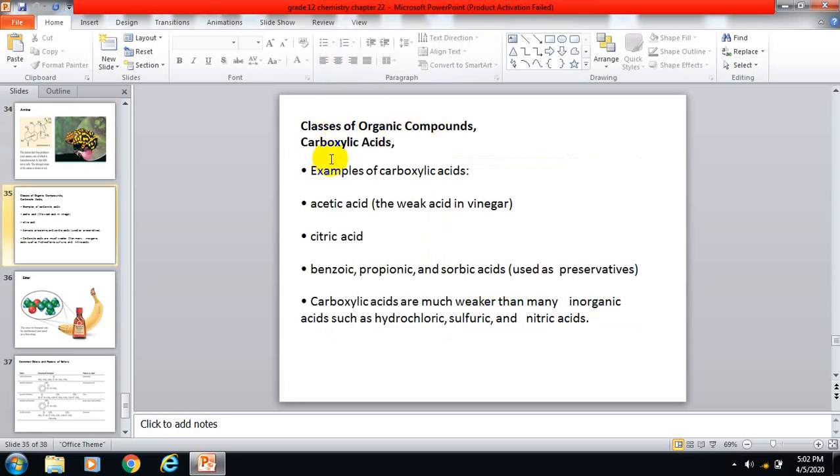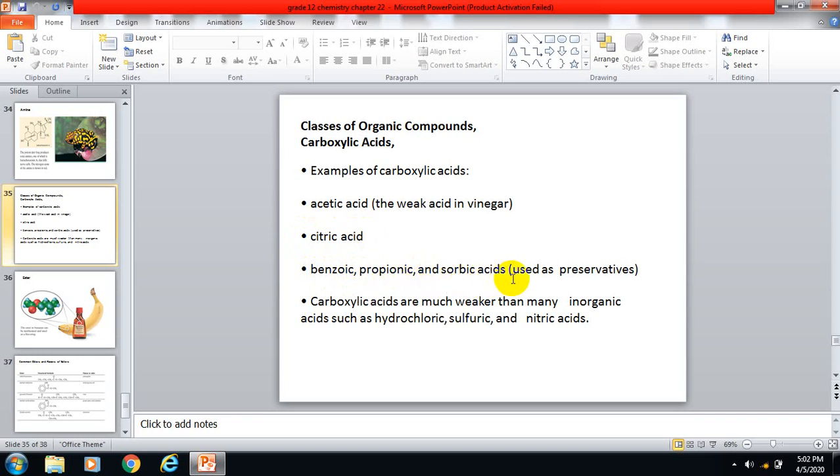Classes of organic compounds: carboxylic acids. Examples of carboxylic acids are what? Acetic acid. Yes, we are taking it. It is a sunnah as well, by taking vinegar. Citric acid is present in fruit juice, like orange juice. Citric acid is in lemon.